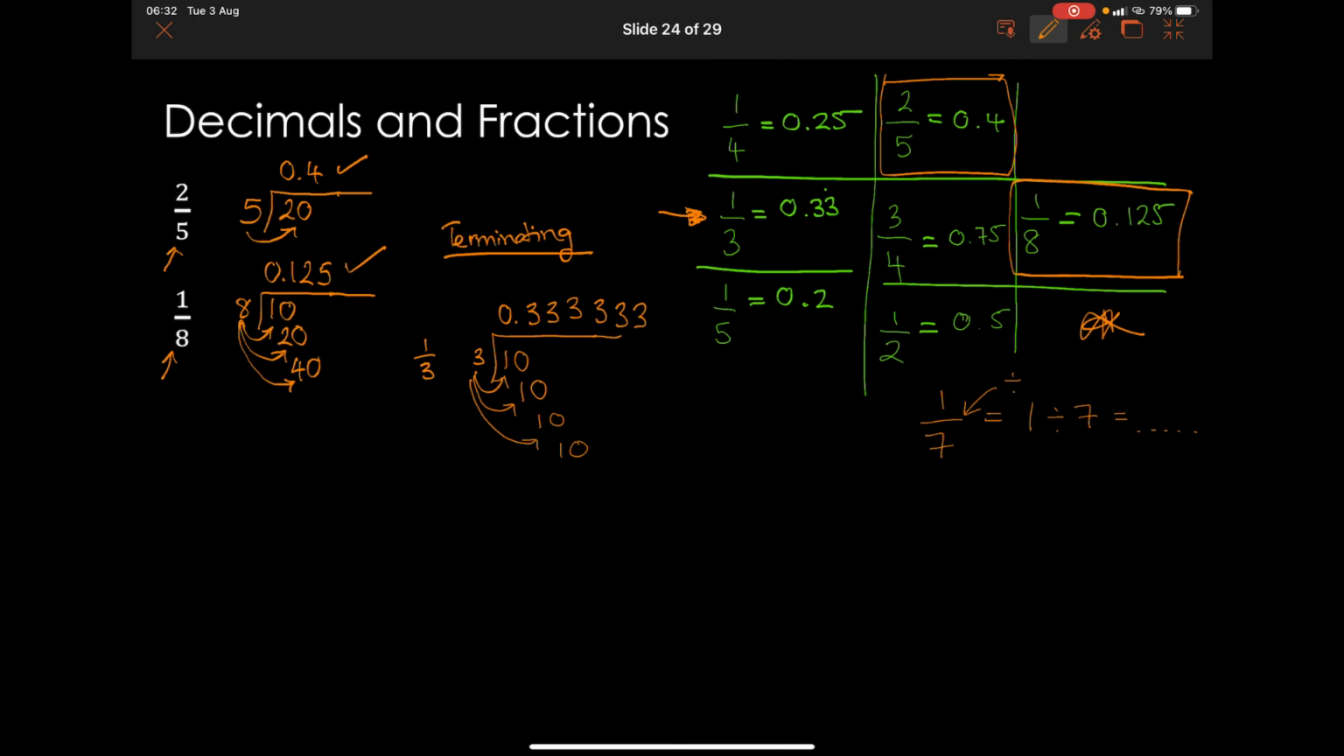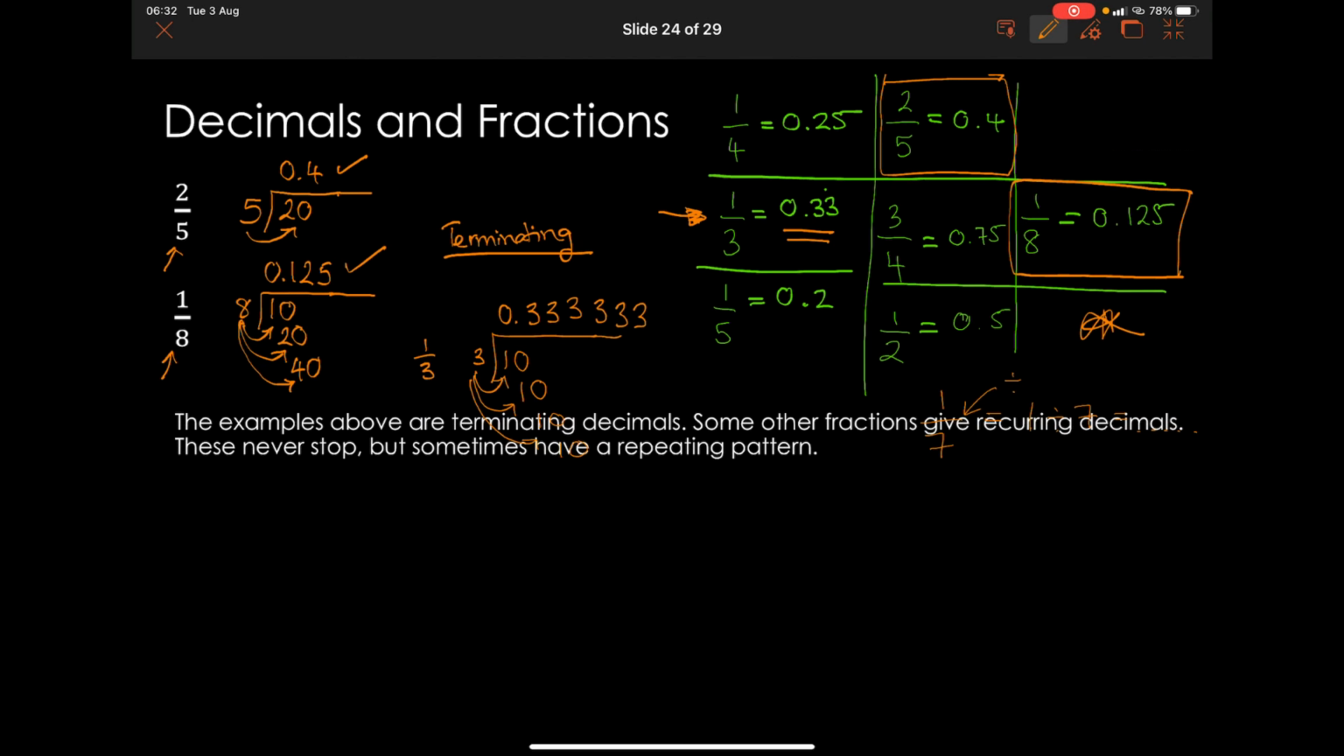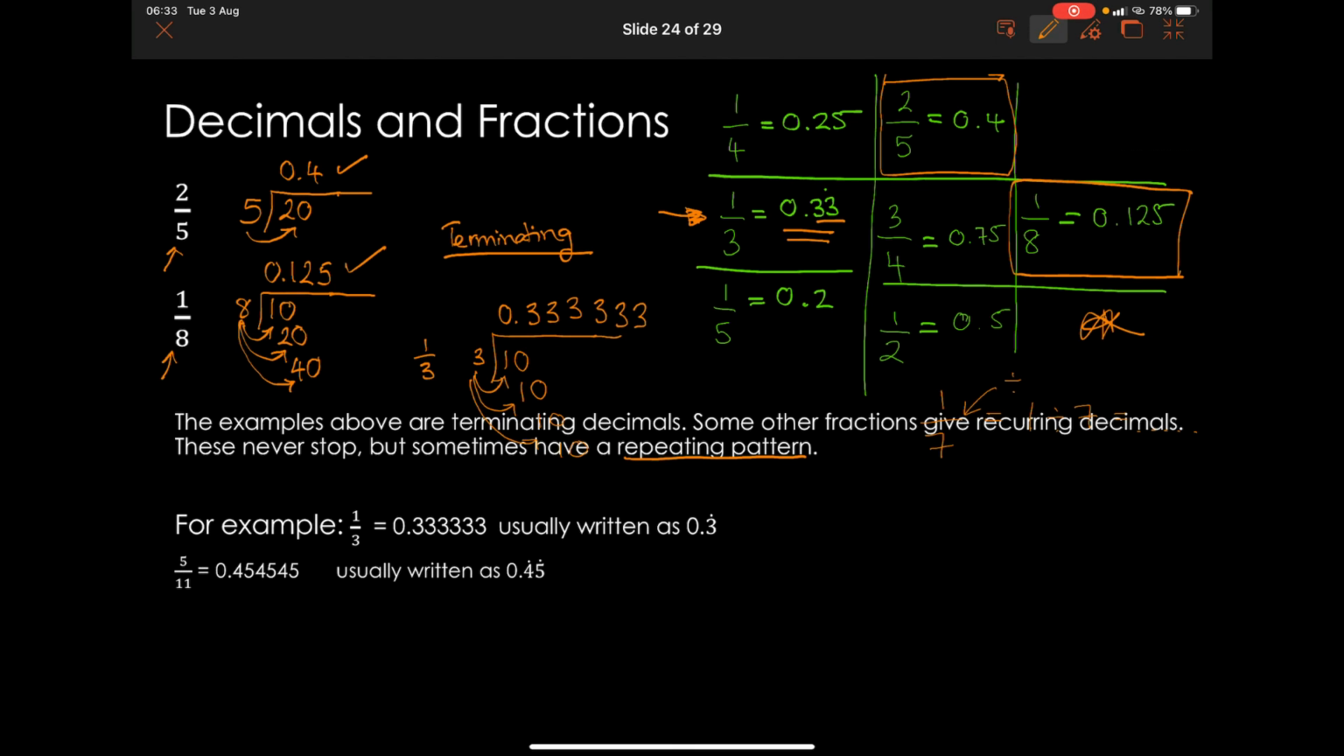Okay, which is why we write it like this, 0.3 with a dot at the top saying it's going to go on and on. So as I've just said, these examples are terminating decimals, and some other fractions give recurring decimals. These never stop, but sometimes have a repeating pattern. So, for example, a third we've just looked at, usually written as 0.3 with a little dot, or 0.33, doesn't really matter. Now, another example could be 5/11.